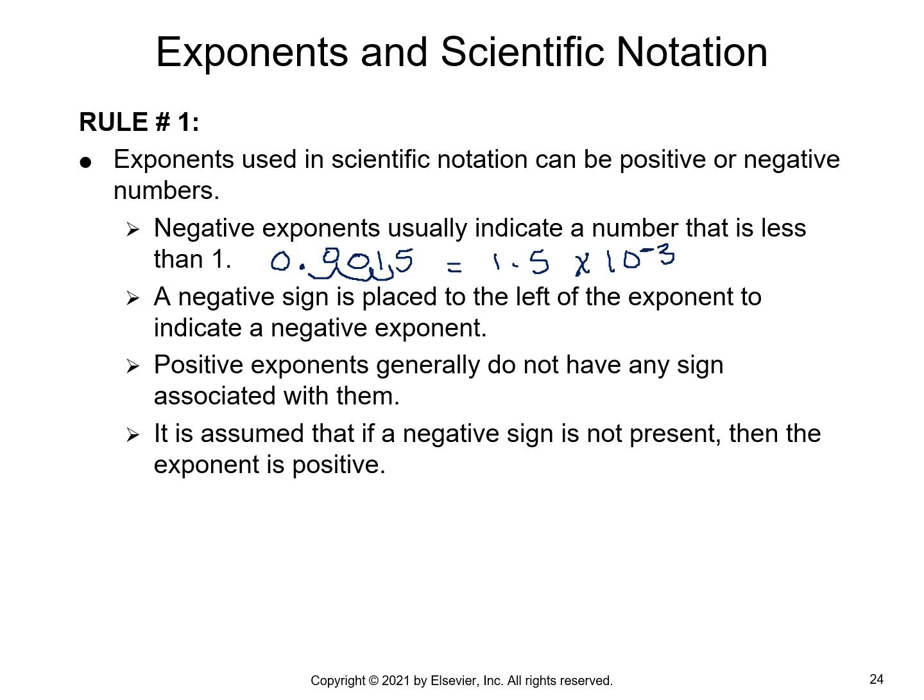If you were to have a positive exponent, or if your number moves to the left instead of to the right, then we are not going to put any kind of indication that it is positive. So we would not put that it was plus 6. We would just indicate that it was 10 to the 6th power. It is assumed that if a negative sign is not present, then it is a positive number.